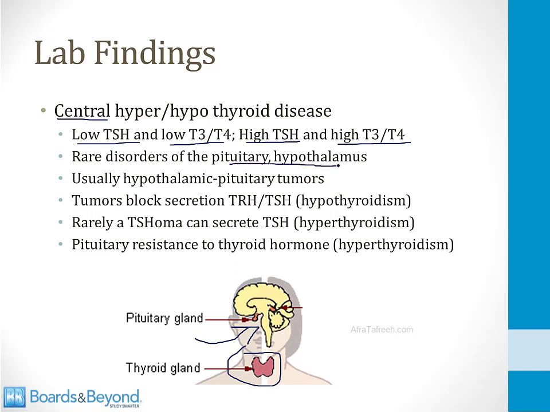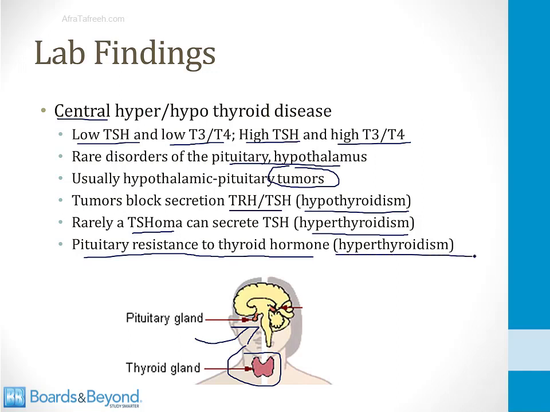Usually these disorders are caused by hypothalamic pituitary axis tumors. The tumors sometimes block the secretion of TRH or TSH, and this leads to central hypothyroidism. Rarely the tumors produce TSH. These are called TSH-omas, and this can lead to central hyperthyroidism. And then finally, there's a rare disorder called pituitary resistance to thyroid hormone. This is where the pituitary does not sense thyroid hormone, and it is not subjected to the normal negative feedback of thyroid hormone. Thus, it constantly overproduces TSH, and this leads to hyperthyroidism.